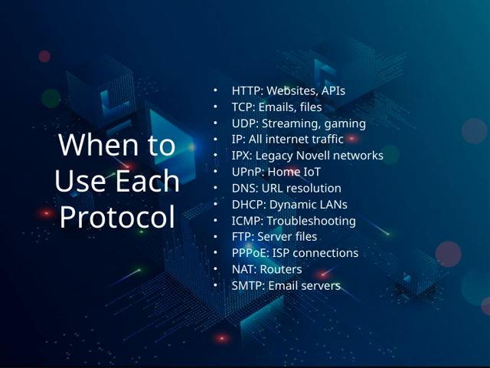ICMP is used mainly for troubleshooting, like ping tests to check connectivity. FTP is a protocol for transferring files to and from servers, often used for website maintenance and data sharing. PPPoE connects users to their internet service providers over DSL connections. NAT is vital in routers, translating private IPs to public IPs for internet access, which also adds a layer of security. SMTP handles email sending between servers, completing the email communication process.